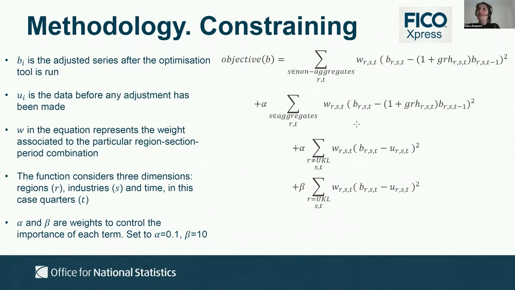This means that in the absence of constraints, the size of the adjustments will be proportional to the size of the variables. The objective function minimizes the weighted sum of squared differences, and this function considers 3 dimensions: R, which stands for regions, industries or sections, and time, which in this case is every quarter. Alpha and beta are weights to control the importance of each term, and they are currently set at 0.1 and 10. A quadratic function is used to spread the adjustments over the terms.